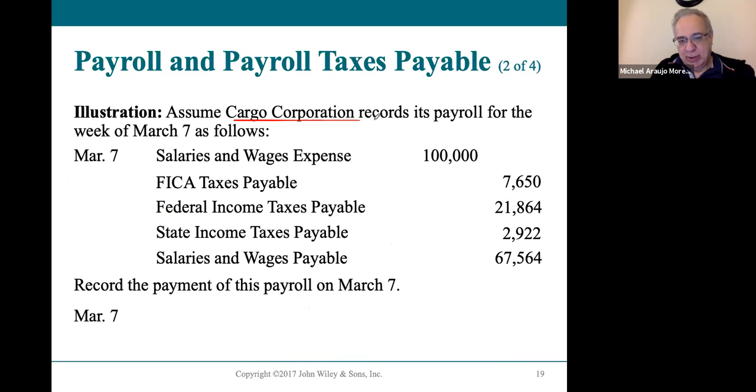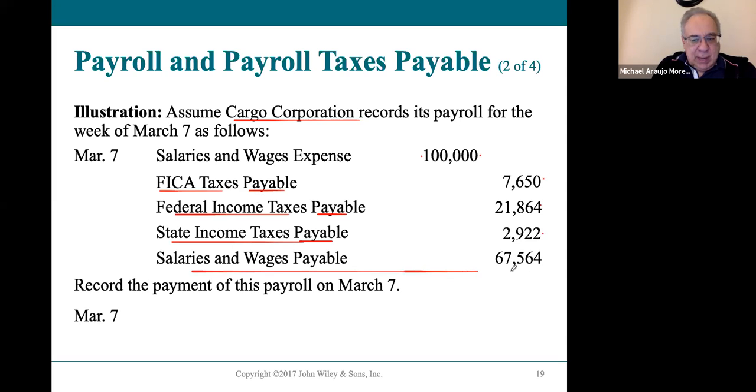So here is Cargo Corporation, and they have a pretty large payroll, $100,000 for the week. So the first thing they do is they expense their salaries or wages of $100,000. Okay. Then you notice they're setting up certain payable accounts, certain liability accounts for the taxes we just spoke of. FICA tax is Social Security and Medicare, federal income tax withholding, state income tax withholding. All these are going to be taken out of the paychecks of employees. The difference is going to be how much money they actually need to pay the net pay, which is the salaries and wages payable. Okay.